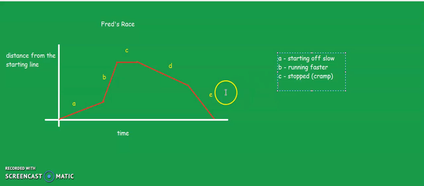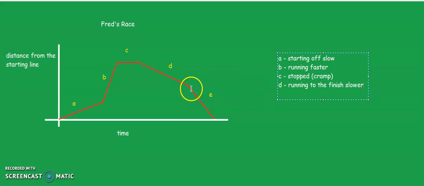So what's happening in part D? Now he is going closer to the starting line, the start-finish line. But it's not that steep. The distance to the starting line is getting closer, but it's not as steep as part E. So he probably started running back slower. And then in the last part of the race, it looks like it was a little steeper.